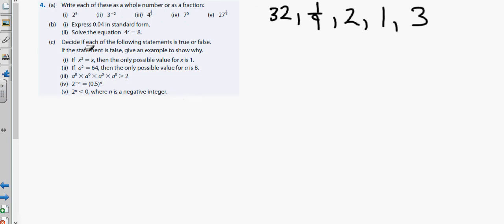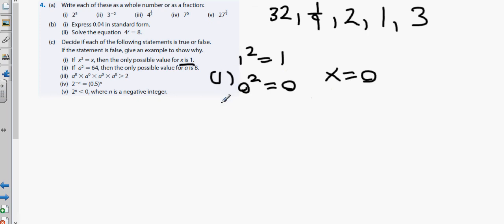Part C. Decide if each of the following statements is true or false. If the statement is false, give an example to show why. If x squared equals x, then the only possible value for x is 1. That's false, because 1 squared equals 1, but 0 squared also equals 0, so it could also be x equals 0. So the first one is false.